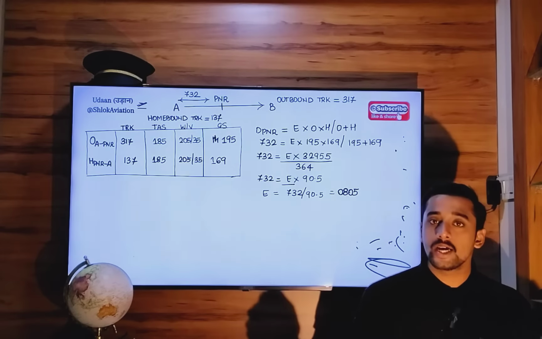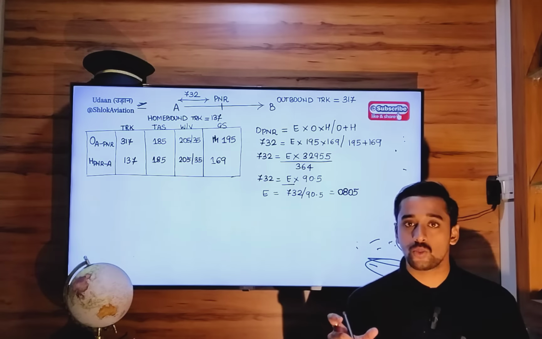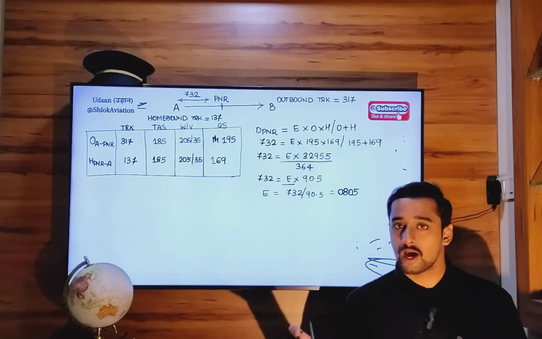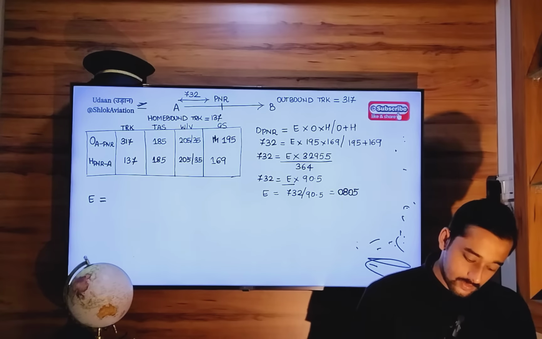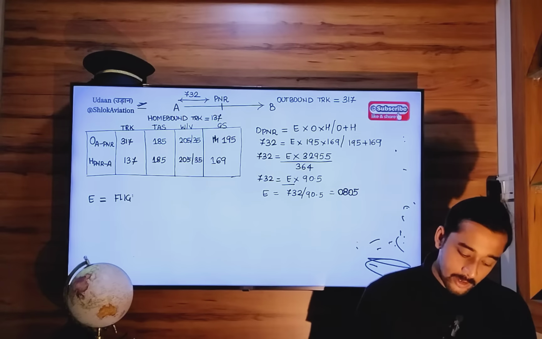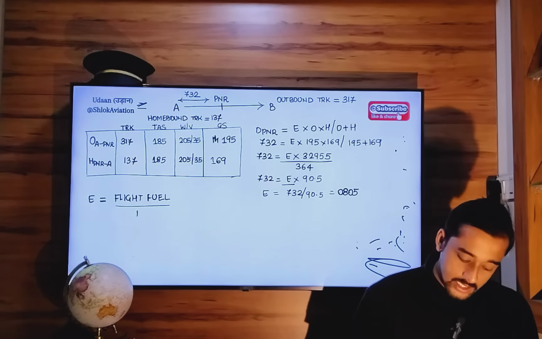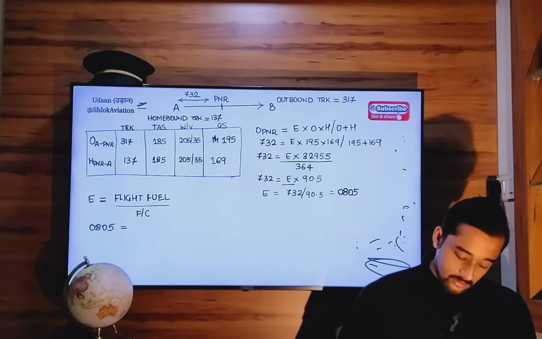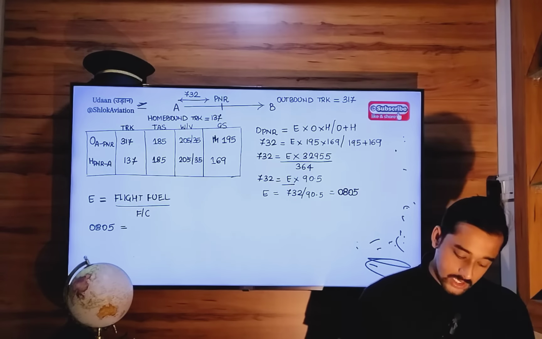Now what is endurance? Endurance is nothing but the amount of time for which the fuel in your fuel tanks will last. How long the fuel in your fuel tank is going to last is your endurance. So endurance is flight fuel, the fuel in your fuel tanks, divided by fuel consumption. So endurance we have 8 hours 5 minutes. Flight fuel we have 1200 pounds.